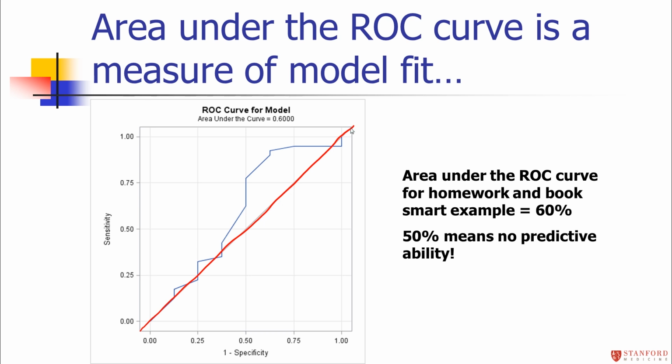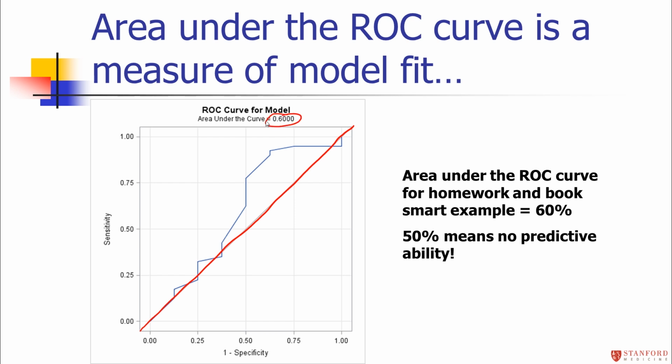Here's our ROC curve in blue. It's not doing much better than the line. This line represents chance, that you're just flipping a coin to determine whether or not somebody has the outcome. So we're not doing much better than chance here. An area under the curve of 50% means no predictive ability. An area under the curve of 60%, which is what we have here, is really not much better than that.